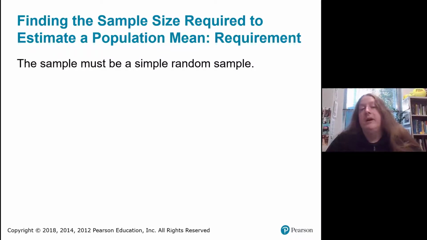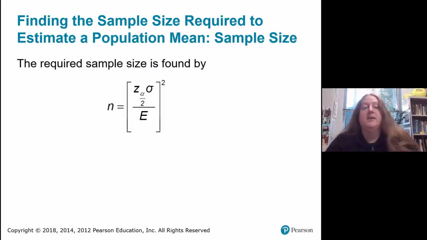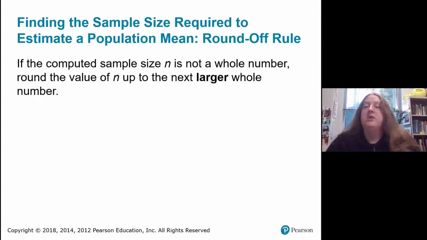So our requirement to be able to find this sample size is that the sample must be a simple random sample. As long as we have that, we can do this. Our required sample size is found by taking z sub alpha divided by 2 times our population standard deviation divided by our desired margin of error, and then squaring all of that. And if it's not a whole number, we always round up to the next larger whole number. That way we always have a sufficient amount and not just barely not enough.